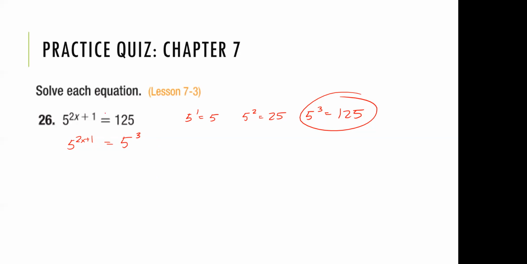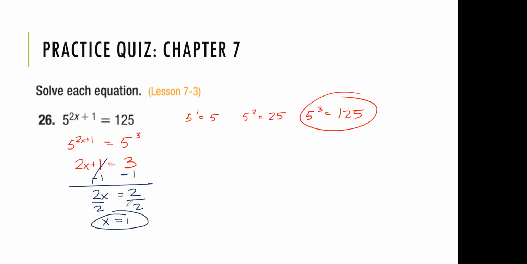Okay, so that means I can set my exponents equal to each other. 2x plus 1 is equal to 3. Okay, so now I can go ahead and solve for x. This is just a two-step equation. You guys have been doing this pretty much all year long. Divide both sides by 2 here, so x is equal to 1. Okay, and that's the final answer.